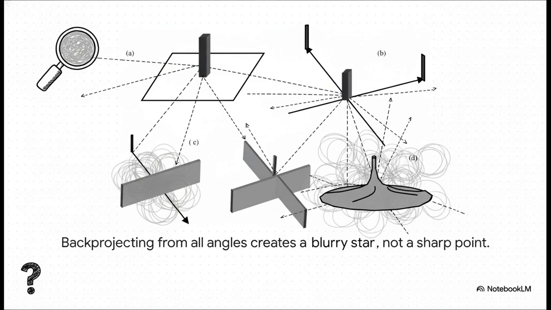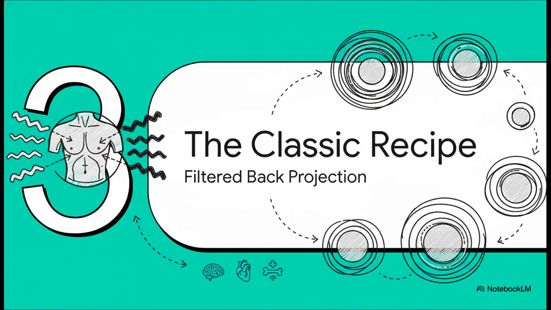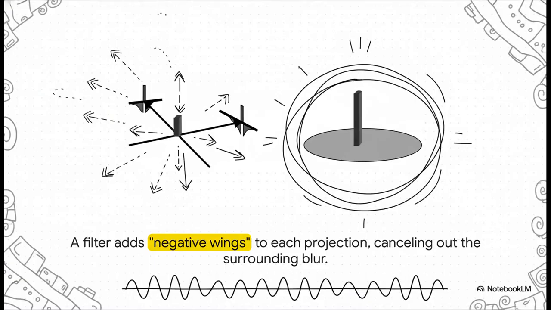So how do we get rid of that blur? Well, for decades, the answer to that blurriness was an elegant mathematical trick called filtered back projection, or FBP for short. This was the workhorse algorithm that made modern CT possible. So how does it work?